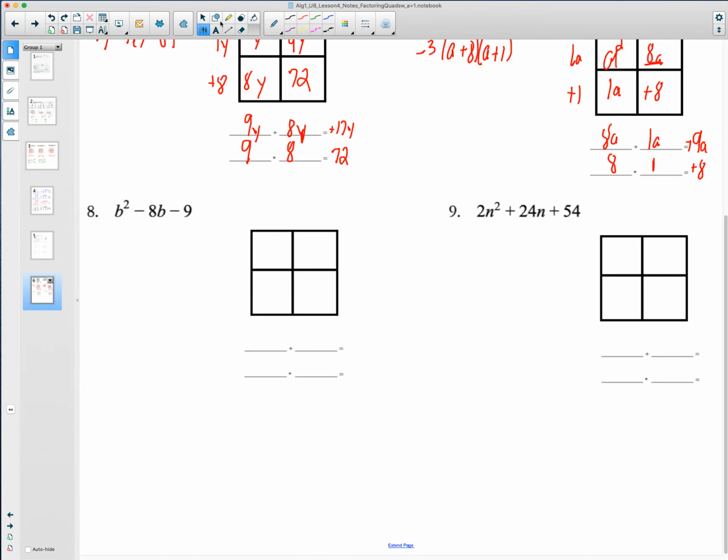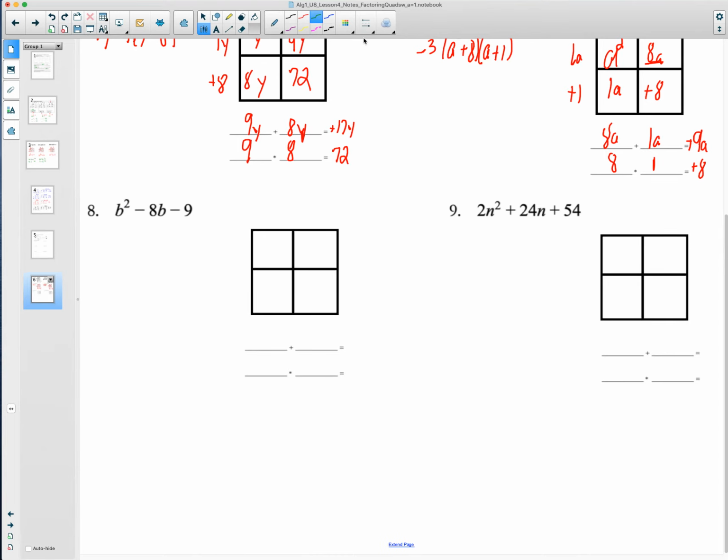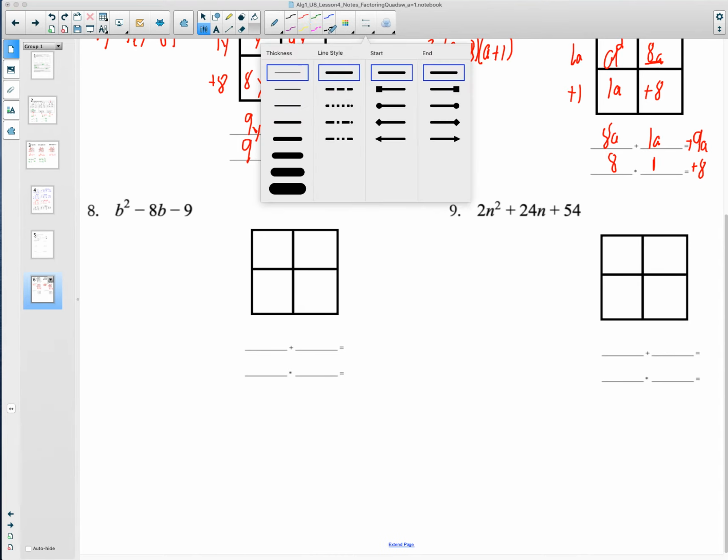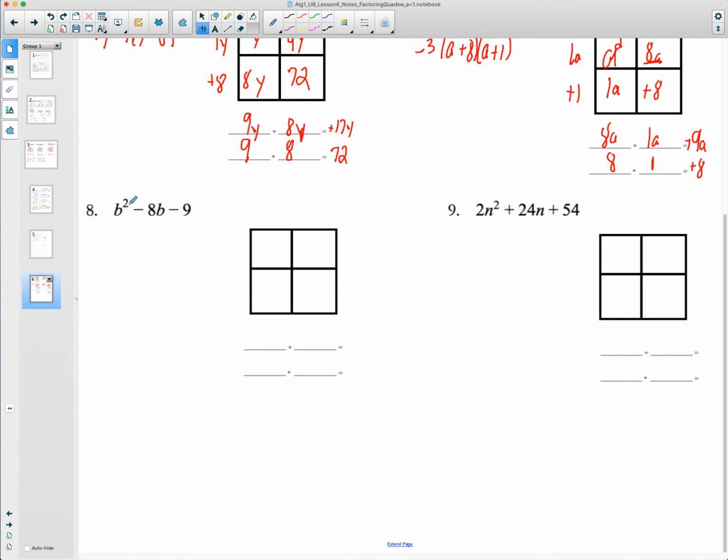All right, and I'm just going to switch colors one more time here. Now once again, as we look at number 8, there is no GCF here. So we can go right into our factor pattern. So we'd have b squared, and we'd have a negative 9 here, and then a times c would be that negative 9 here. And then our b term this time is negative 8b.